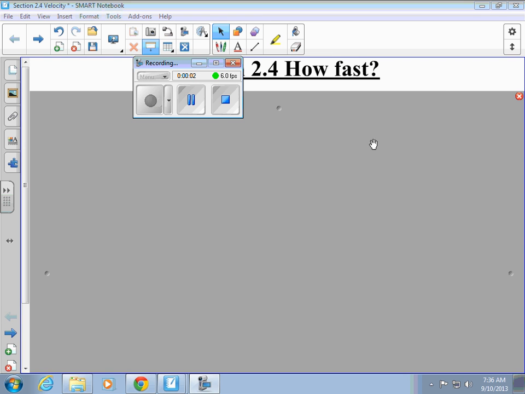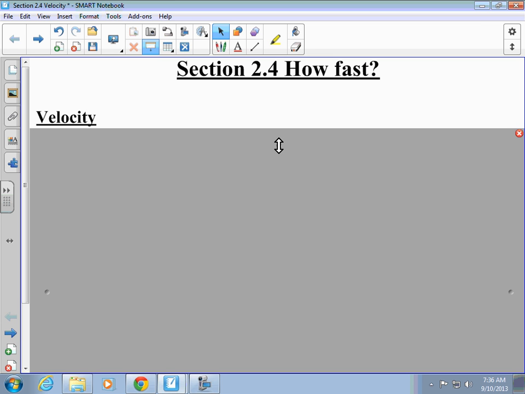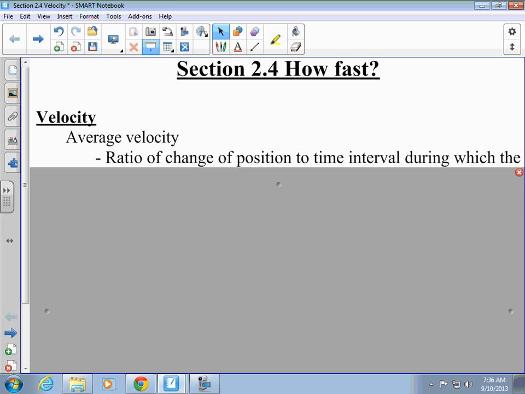All right, so we have the last section in chapter 2, which is 2.4, which is essentially how fast. How fast are we going? And when we're talking about fast, we're talking about velocity. Now, we've already talked about velocity as it pertains to a position time graph. We've talked about that it is the slope of a position time graph. But when we talk about velocity, we got a couple other terms we need to bang out.